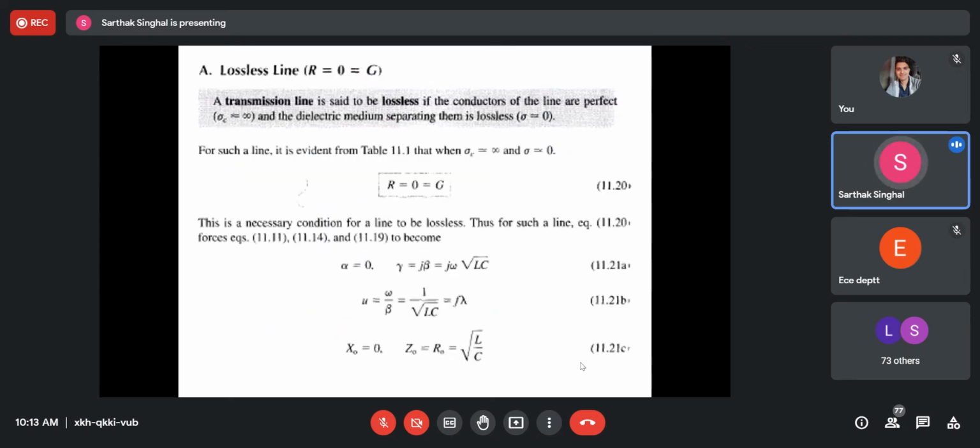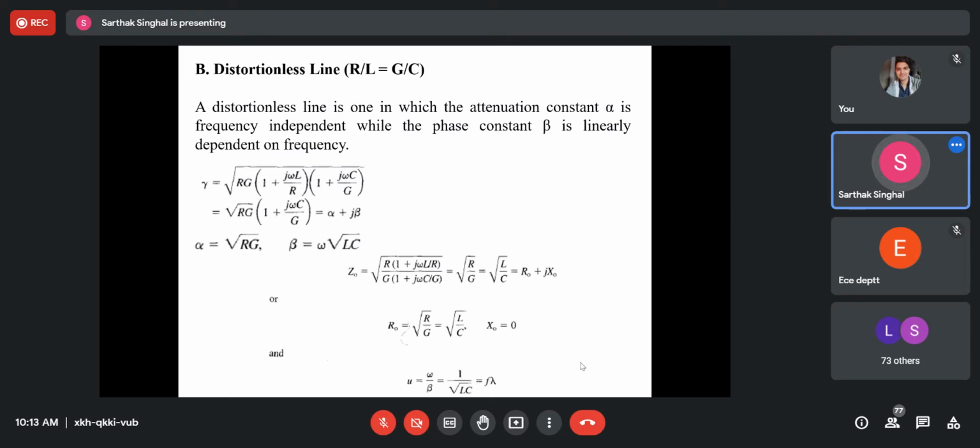And then we talked about the distortionless line, in which we talked about that for a distortionless line, your condition will be that R upon L will be equal to G by C. That is, the attenuation constant will be constant, and attenuation constant alpha will be frequency independent, and the phase constant beta will be linearly dependent on the frequency.